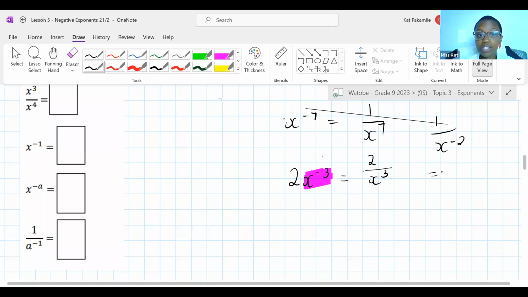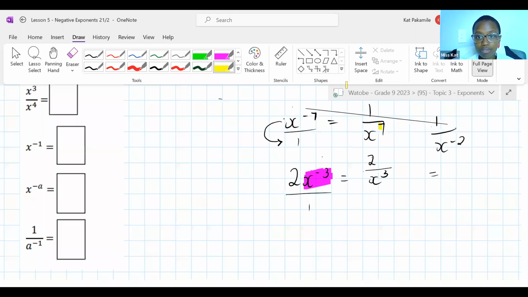Remember, let's check out these ones. These ones were all in the numerator, right? Yes. And we moved it to the denominator before we made the exponent positive. You see that? Same thing. We moved it to the denominator and we made the exponent positive. So here, if it's already in the denominator, where are we moving it?